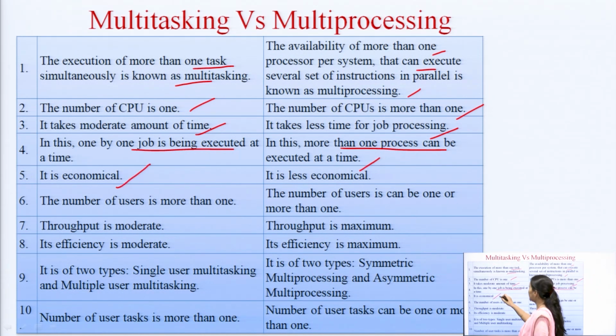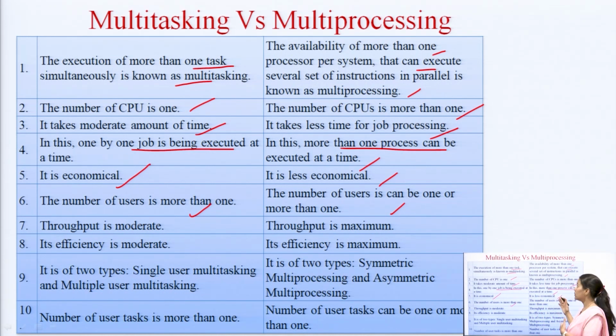Multitasking is economical, and multiprocessing is less economical. The number of users is more than one in case of multitasking. In case of multiprocessing, the number of users can be one or more than one. So, it is not necessary that the number of users is many in multiprocessing. Maybe one user is using many processors. Throughput is moderate in case of multitasking, and maximum in case of multiprocessing. Efficiency is moderate, and in multiprocessing the efficiency is maximum.